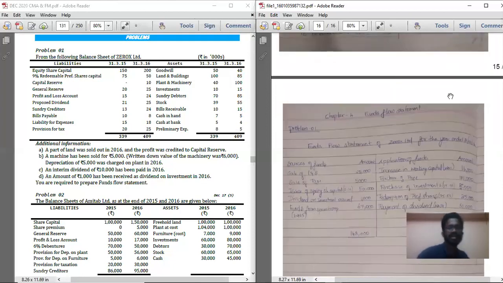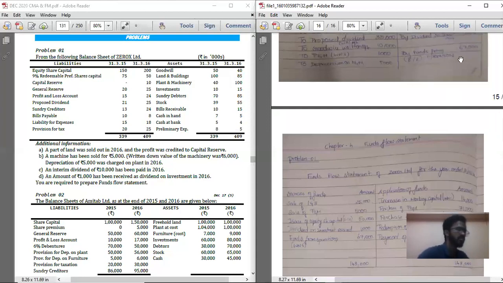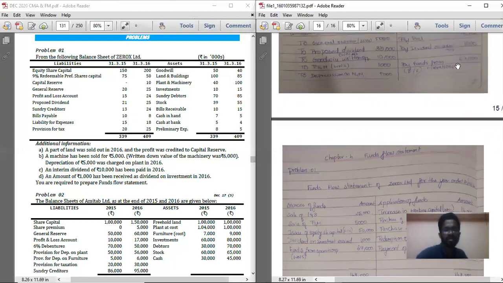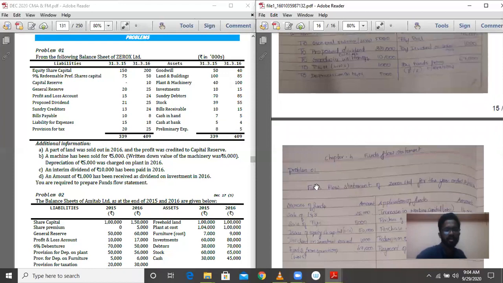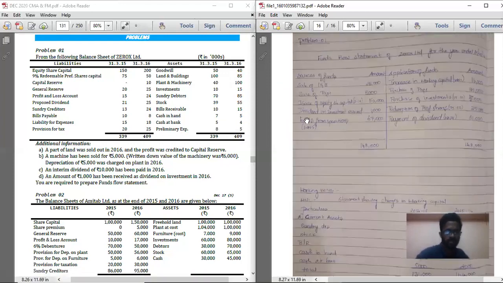So when there is a credit side balance of funds from operations, you should take it to the source of funds. When there is a debit side balance, you should take it to the application of funds. Here funds from operation is on the credit side, so bring that to the source of funds. Below that, issue of equity share capital, record funds from operations within bracket working note number 5.